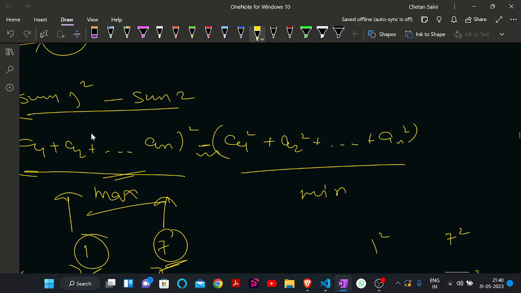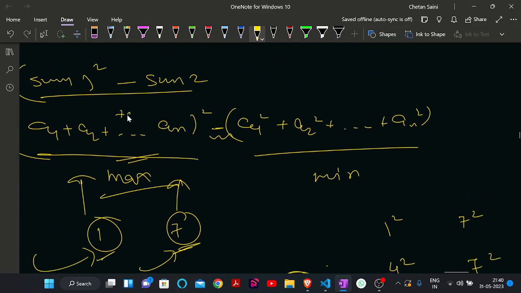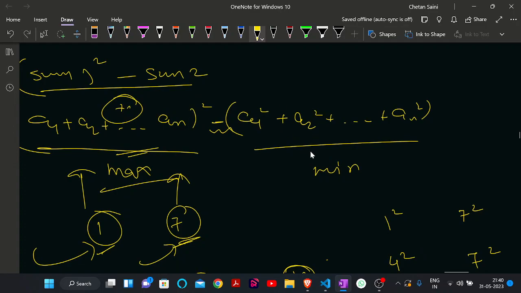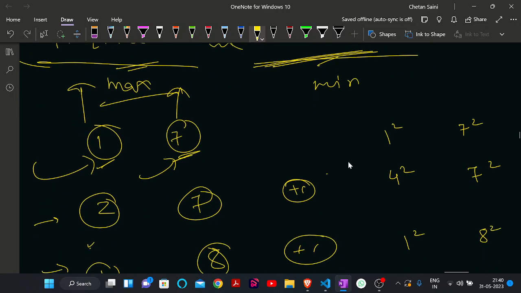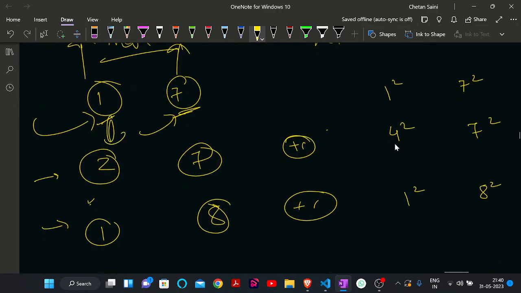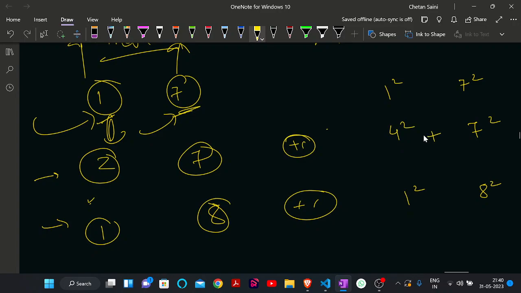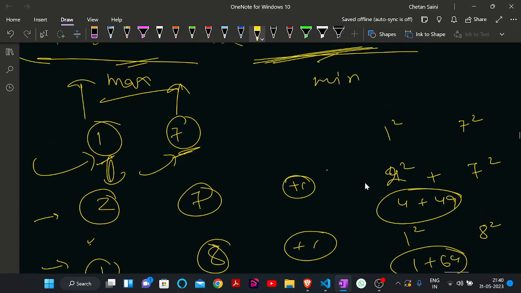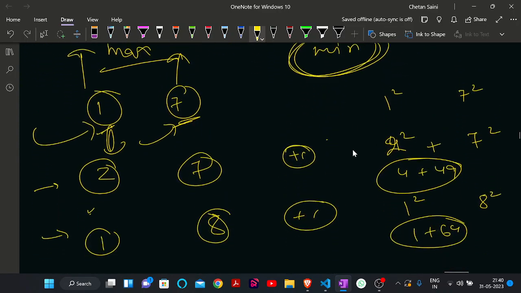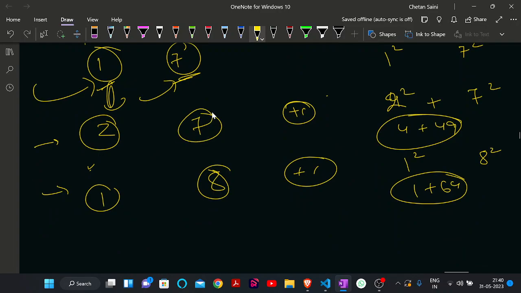Someone will be affected the same, that is affected with plus 1, but the more difference is in this sum 2. If you add in 1, then you are getting 4 square plus 7 square, that is 2 square plus 7 square, that is 4 plus 49. But on this side you are getting 1 and 64. From that you can say that your target was to minimize this one, but if you add in the largest number, then you will get more sum 2.